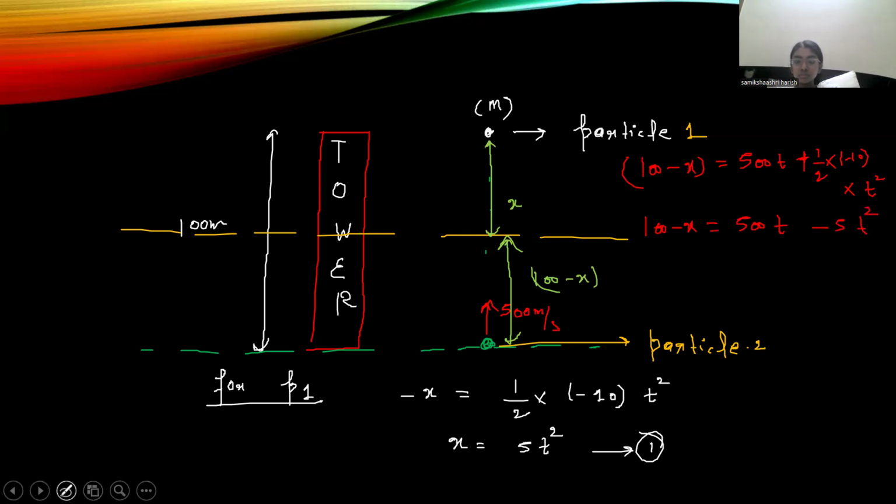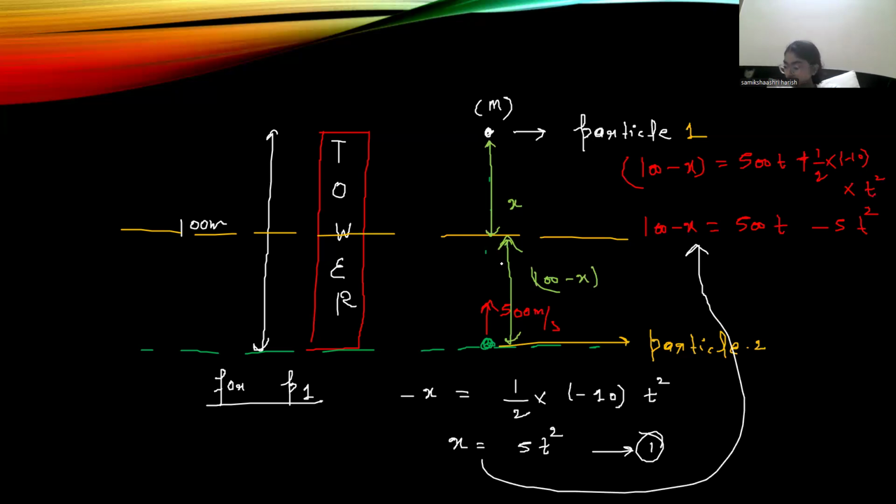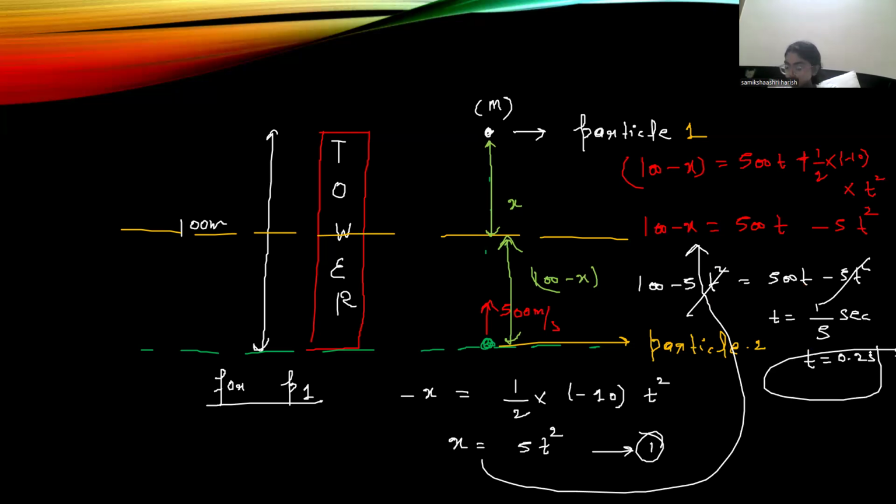Now put this x value here and find t. Tell me the answer fast. Cancel. So t will be 1 by 5 second, that is 0.2 second.